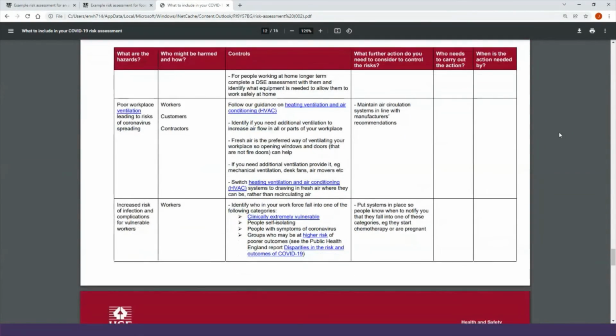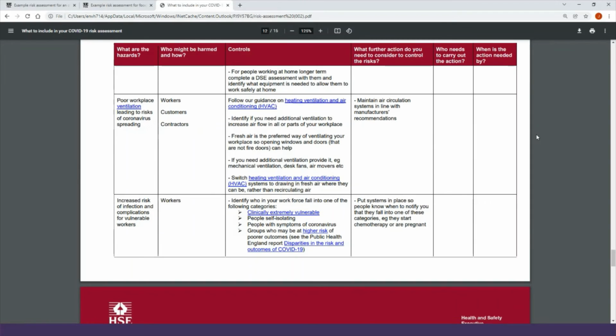So ventilation is a key control measure. You need to make sure that there is a supply of fresh air into the workplace. And there are guidance documents that are very useful, with toolkits on our Trade with Confidence page, that will help you to identify and implement key control measures for that particular hazard.